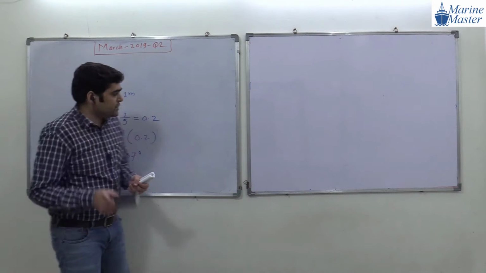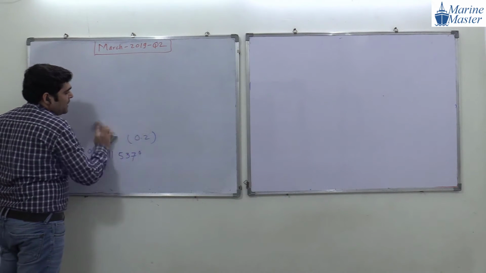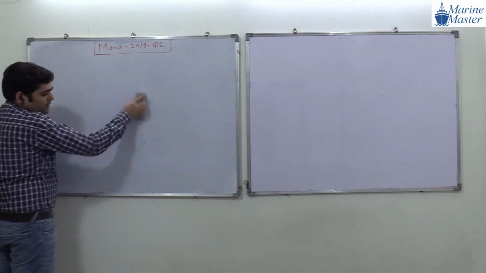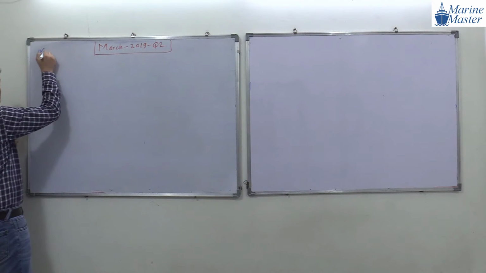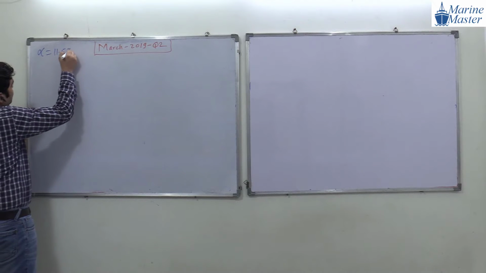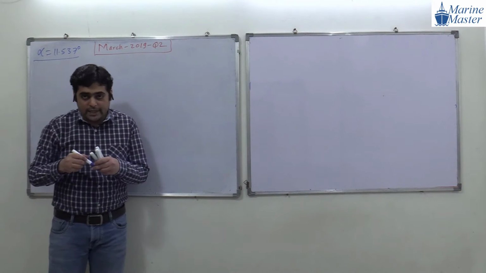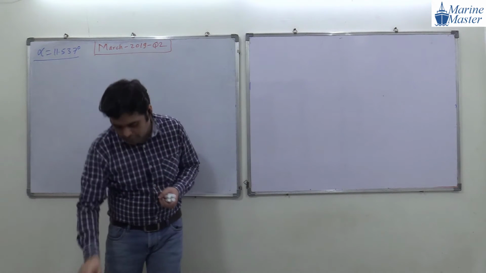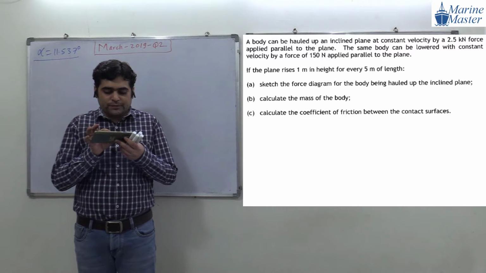Now, guys, try to see the scenario here. This part is only for the alpha. For my reference, I am writing how much alpha we got: 11.537 degree, the angle of the plane with respect to horizontal. Now I am going to read the first paragraph of the question once again.